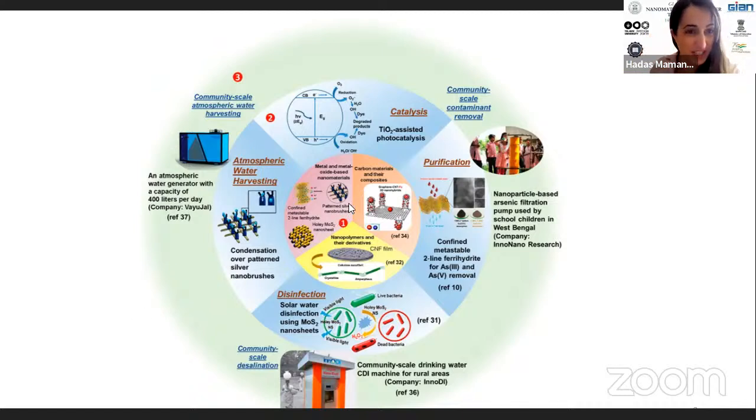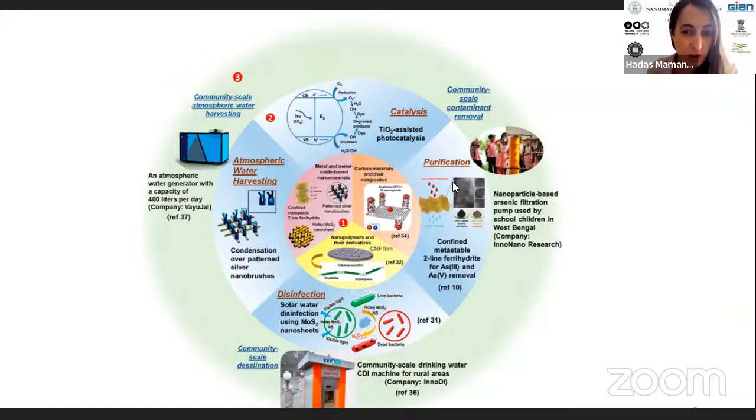It's very difficult to see what's happening in the scheme, but we have here, for example, metal oxide-based nanomaterials, carbon materials and their composites, nanopolymers and their derivatives. So this is this small circle.